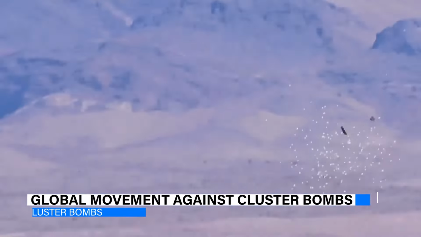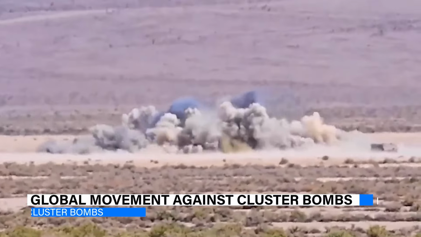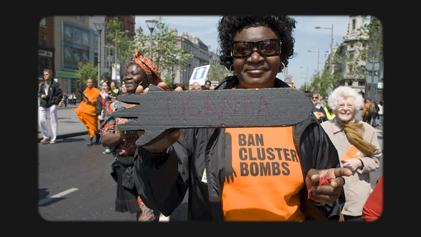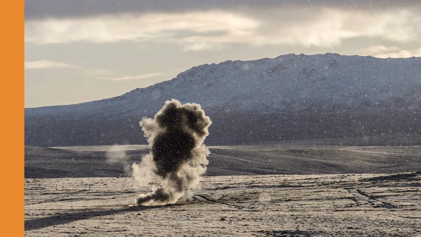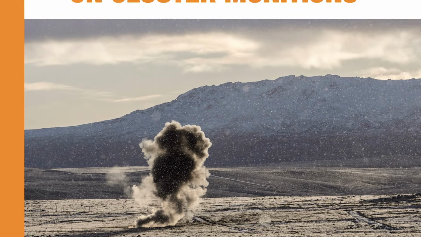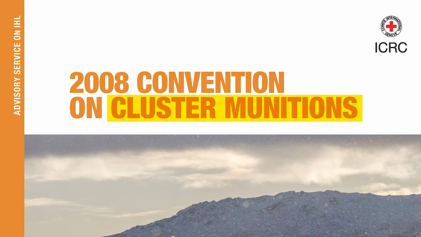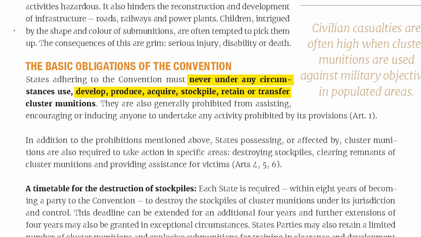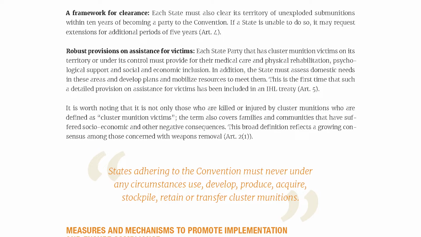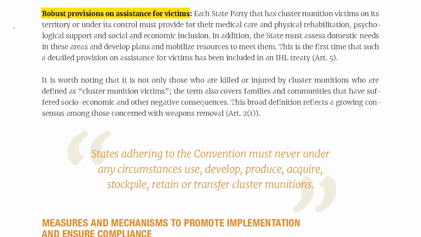The horrific humanitarian consequences of cluster munitions sparked a global movement to eliminate these weapons. This culminated in the Convention on Cluster Munitions, an international treaty adopted in 2008. The treaty comprehensively bans the use, production, transfer, and stockpiling of cluster bombs. Importantly, it also mandates assistance to victims and clearance of contaminated areas.